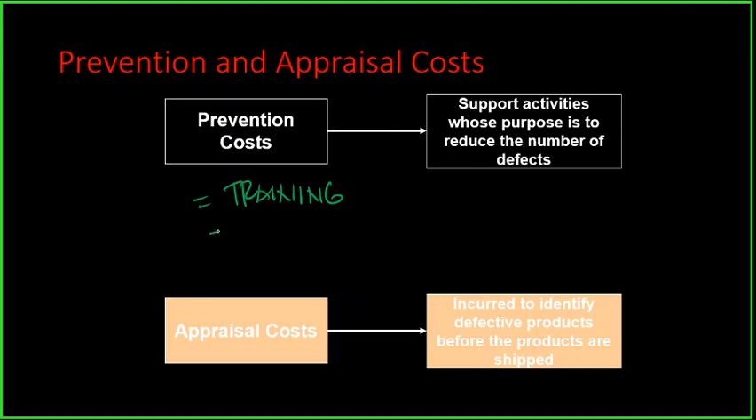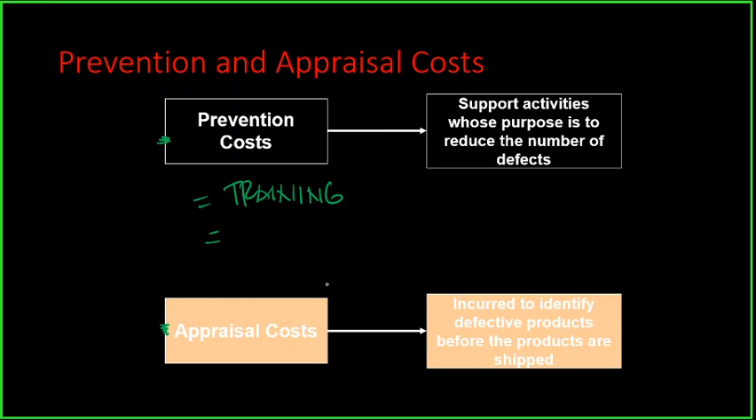If you're going to install equipment for safety measures or those kinds of upgrades, they can be considered as prevention cost. An appraisal cost is incurred because you want to see if there are defects during the process. They seem similar. The only difference is that prevention cost is incurred before the start of the process, while appraisal cost is incurred before or during the process.